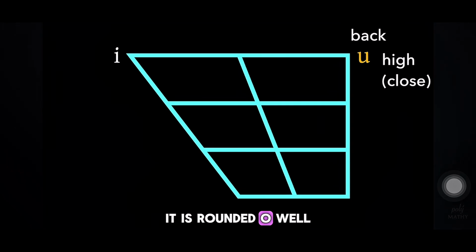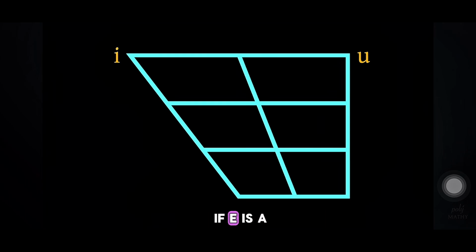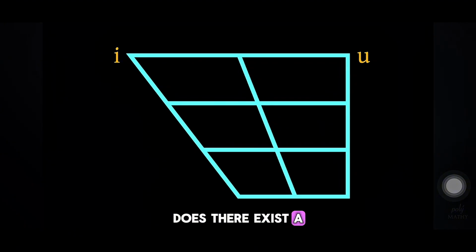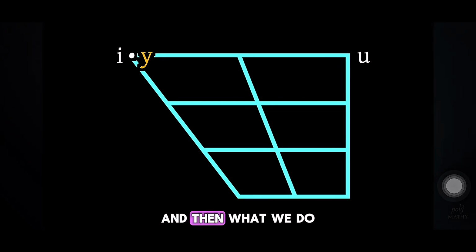Well, this raises the question: if i is a high front unrounded vowel, does there exist a high front rounded vowel? Yes. And that is the sound y. So y is exactly the same as i, that is, the height of the tongue and the jaw are the same. And then what we do, instead of allowing the lips to be essentially relaxed or more open from side to side, we round the lips as if it were an oo sound. But it's just the lips. Everything inside the mouth stays the same.